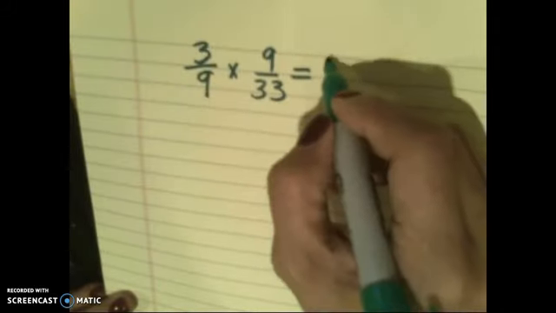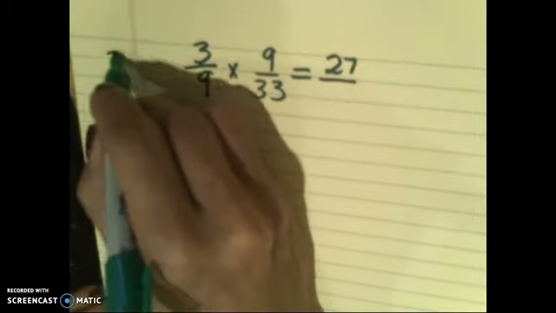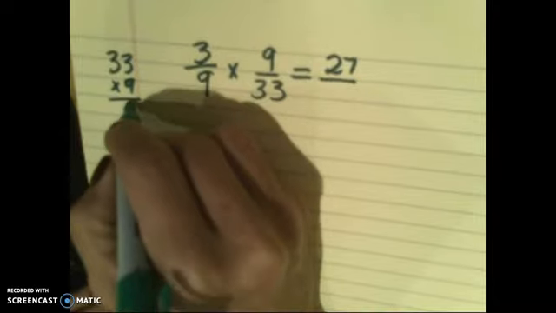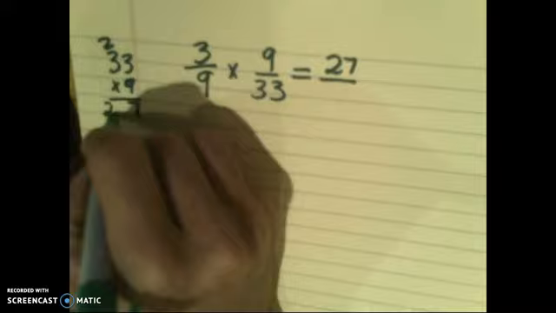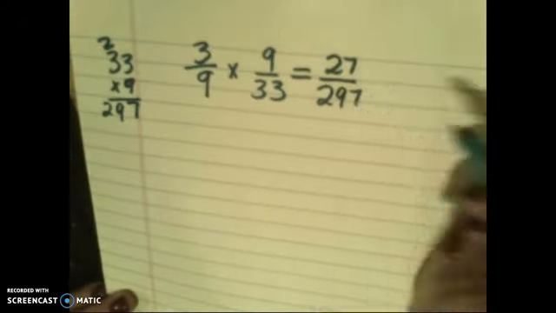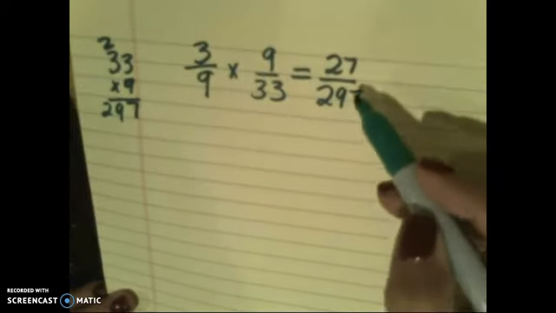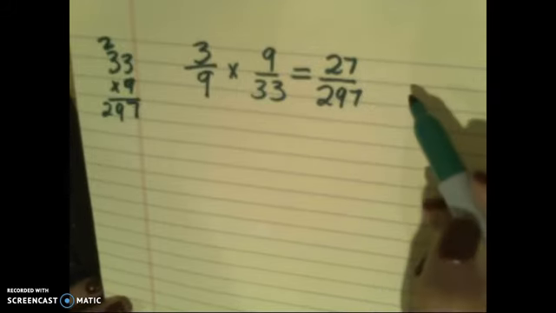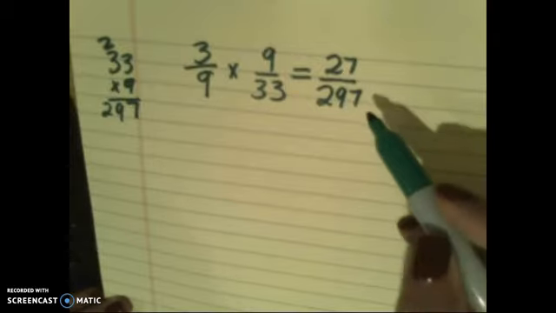So 3 times 9 is 27. And then 33 times 9, well, I'm not really sure, so I'm going to go off to the side. 3 times 9 is 27 plus 2. I have 297. So now I have this big number. The way to simplify this is to find the greatest common factor of these both. So I would have to list all the factors of 27 and all the factors of 297.